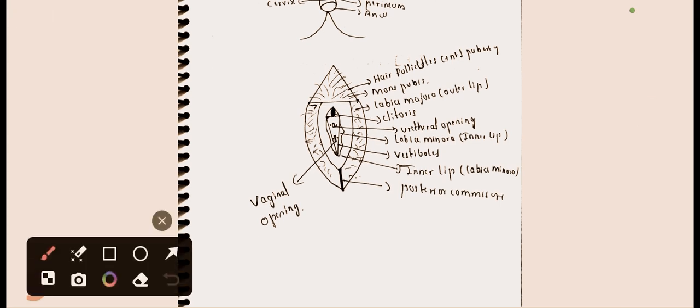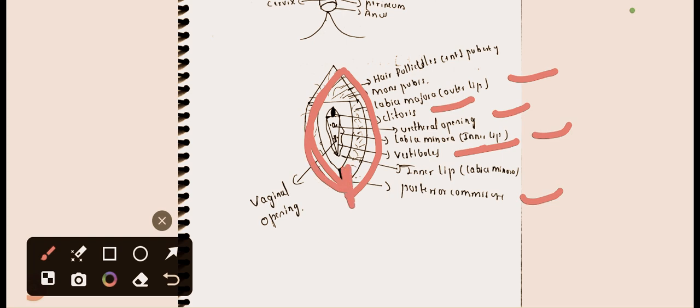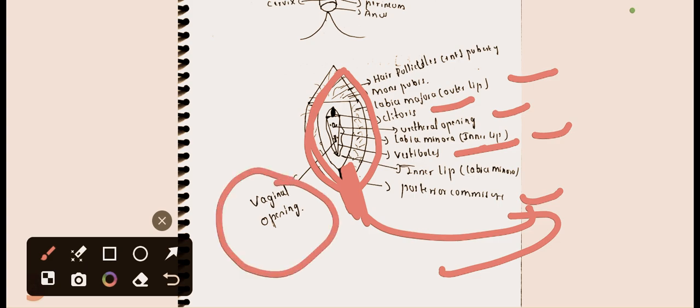Hair follicles are present in the Mons pubis. Because hair follicles are present, hairs are present in the Mons pubis, and also in the labia majora, where hair follicles are also present. Next, the clitoris, then the urethral opening, the labia minora, the vestibule and the posterior commissure. What is the posterior commissure? The parts of the labia majora combine to form this line, called the posterior commissure, and next is the vaginal opening.